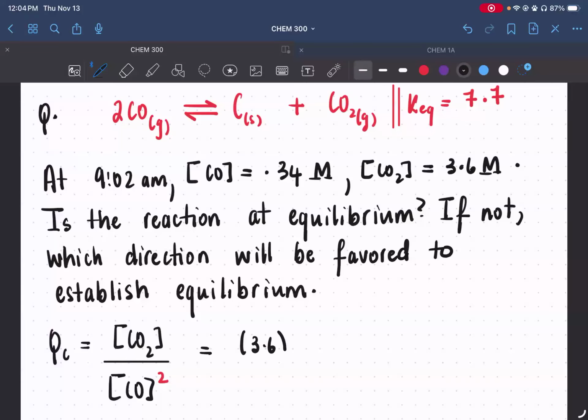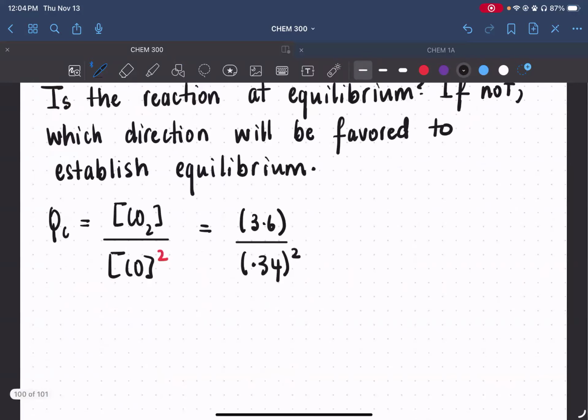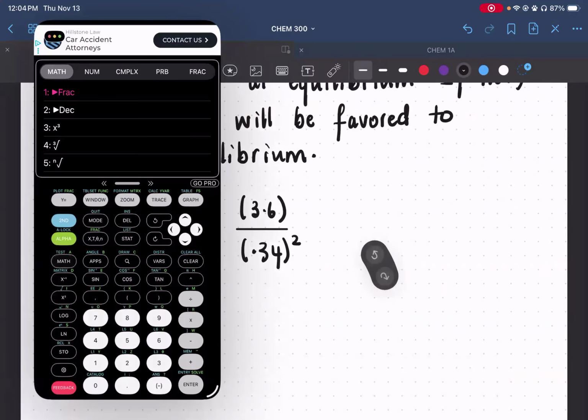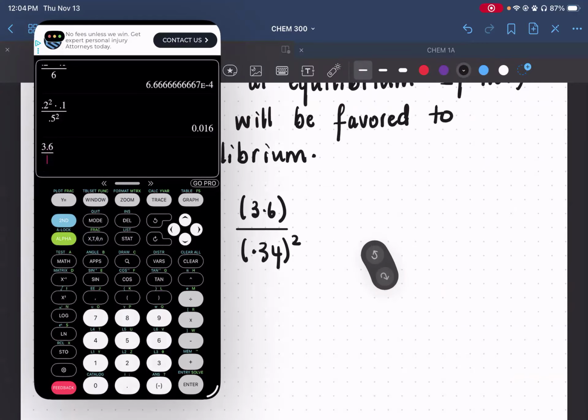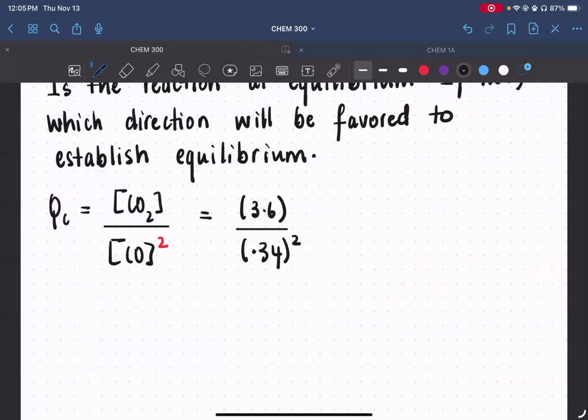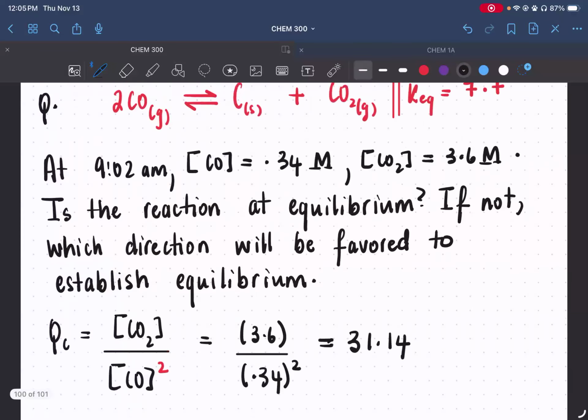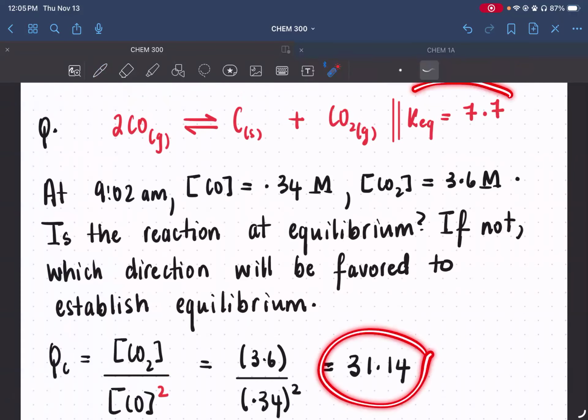CO2 is 3.6. CO is 0.34, which will be squared. If we put this on our calculator, 3.6 divided by 0.34 squared, looks like we get 31.14. Does it really matter how many decimal places? Ultimately, all we're doing is comparing it to our equilibrium constant, and we should pretty quickly see it doesn't match at all.